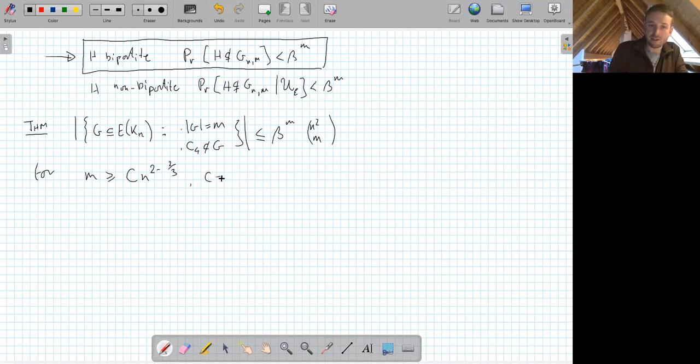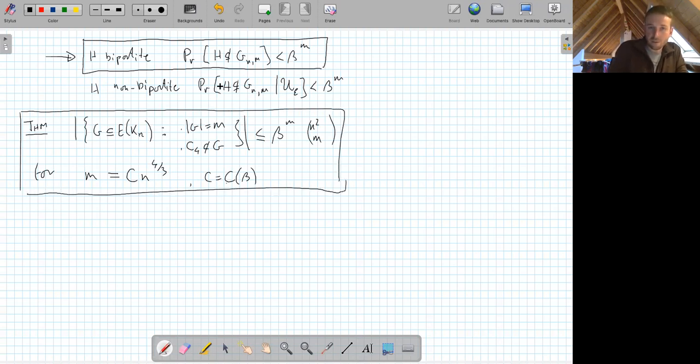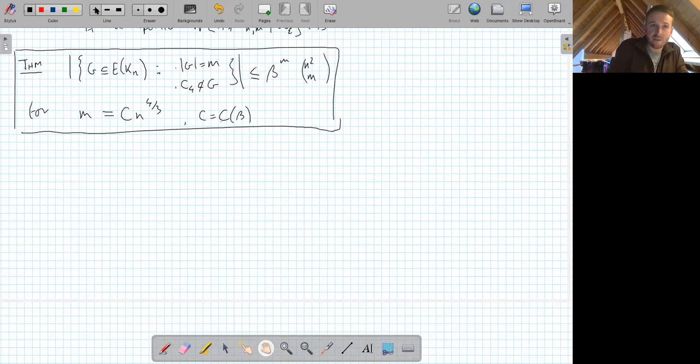Actually, C is something that depends on beta. Now, instead of looking at this more general case, let me just look at the case where m is equal to this, and let me also rewrite what this means. This is just 4/3. Okay, so this is the theorem that we want to show. What we really want to do is count the number of C4-free graphs with exactly m edges. Here's the main idea.